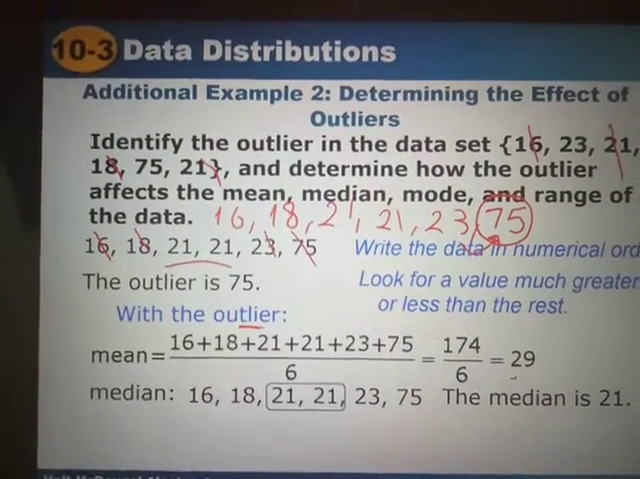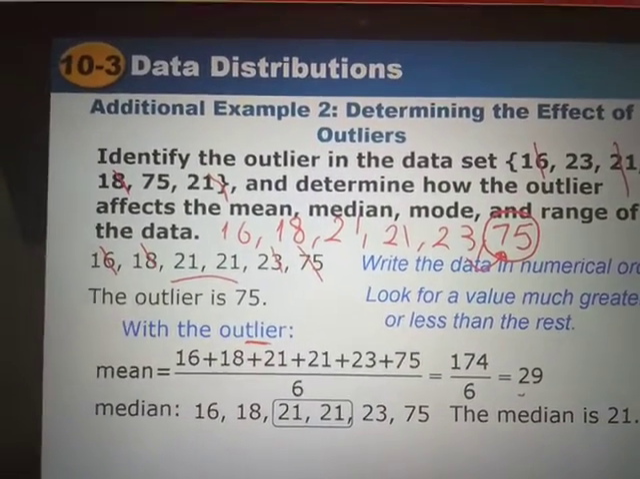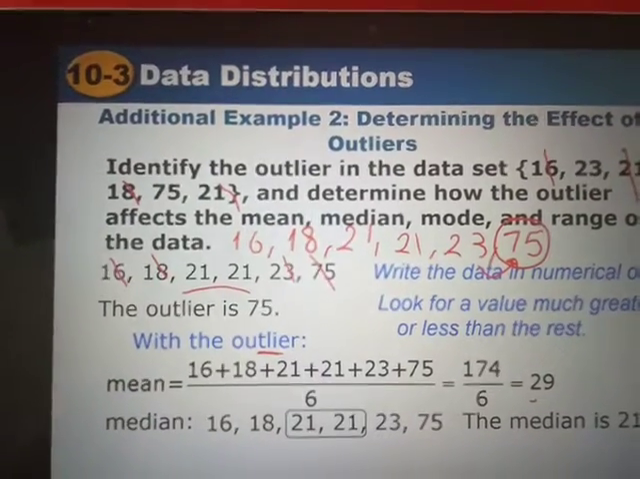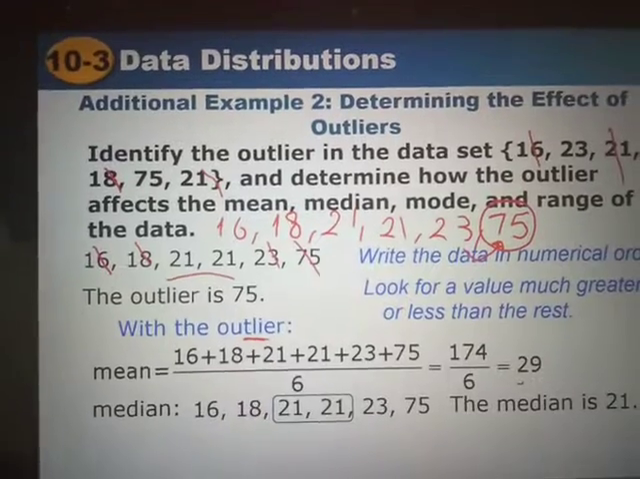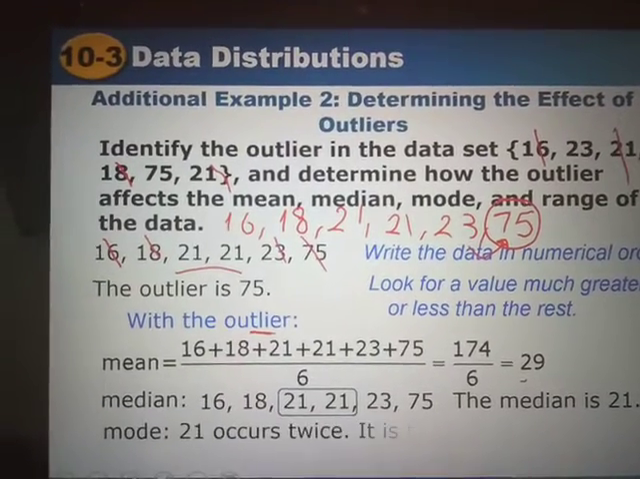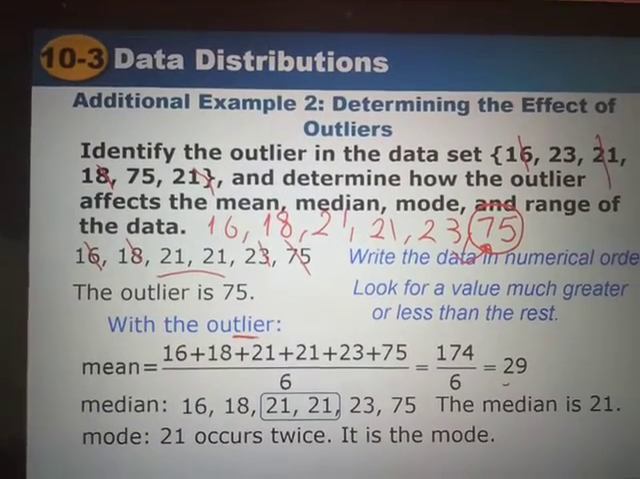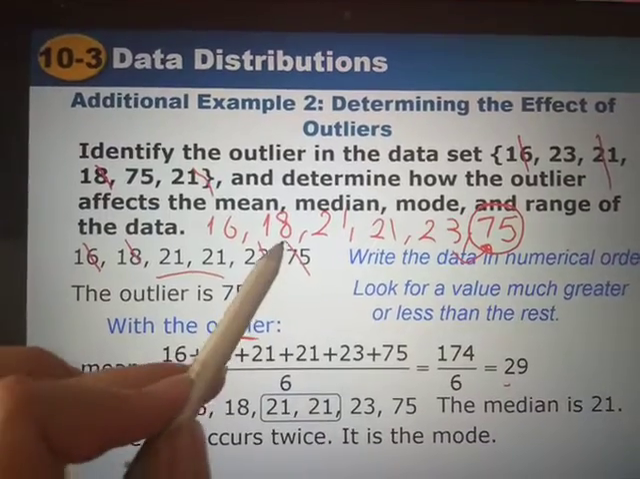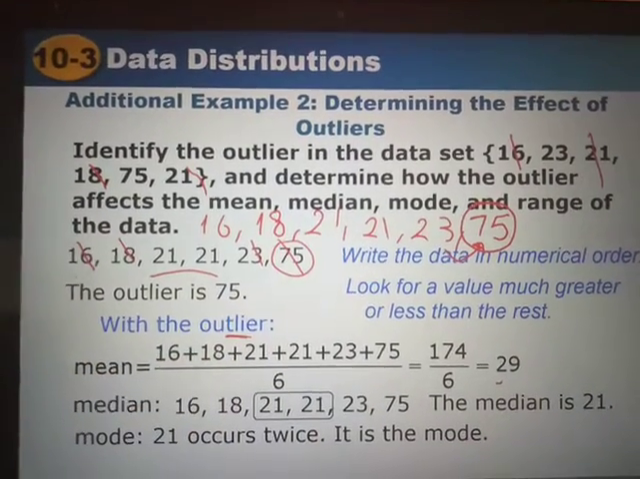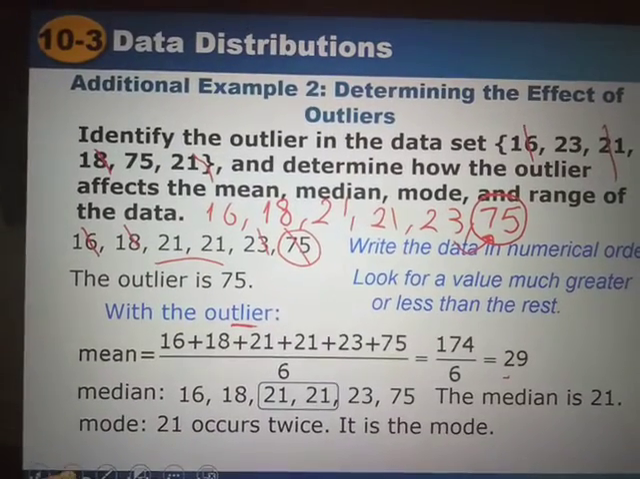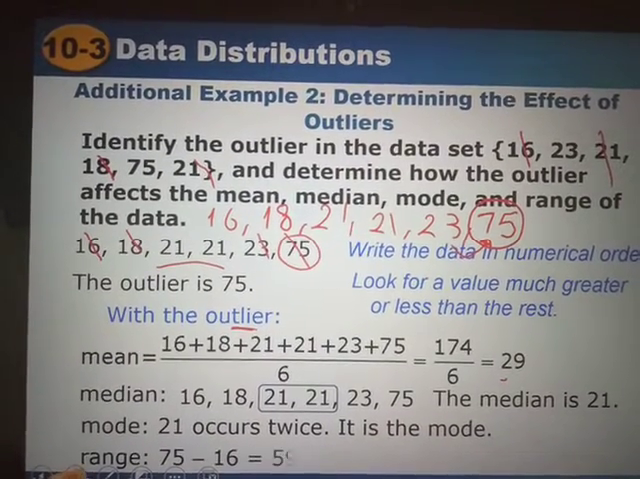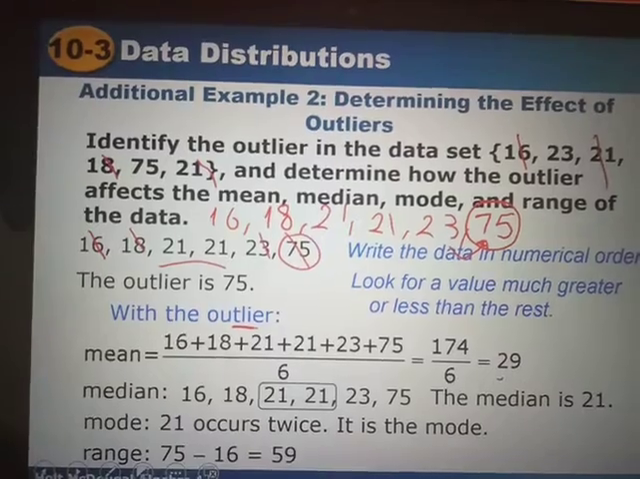And what about the mode? We said the most repeated number. The most repeated number here is 21. And the range, we said the greatest number minus the least. So it will be 75 minus 16. It will be 59.